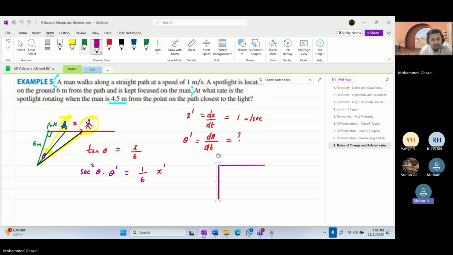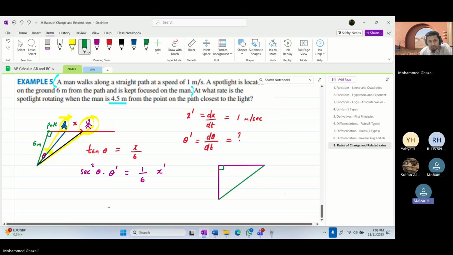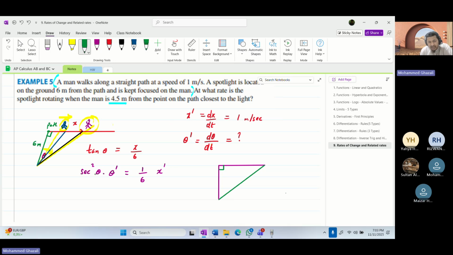The derivative that you obtained in the first part, which is sec theta, is for the part where it says the speed is 1 and he's located off the ground at 6 meters. What I'm substituting now is the second diagram with all the information at the end. At what rate is the spotlight rotating when the man is 4.5 meters from the point? 4.5 meters is not dx over dt, it's a distance. It's just x. x prime is given, it's 1. And this is said already, 6.